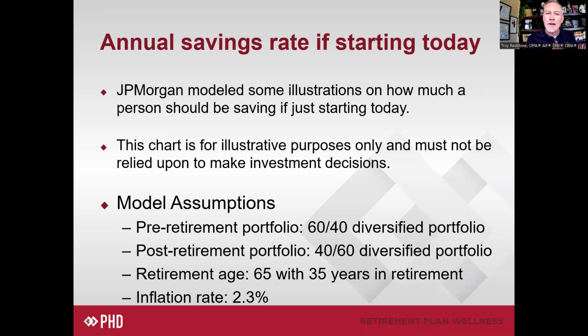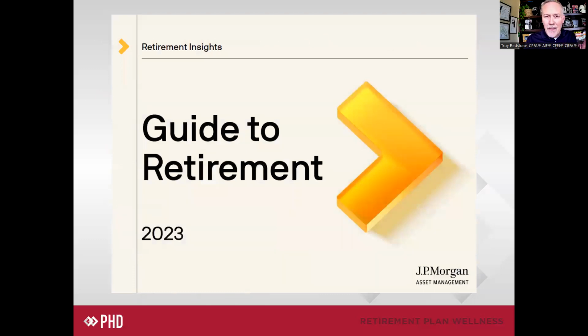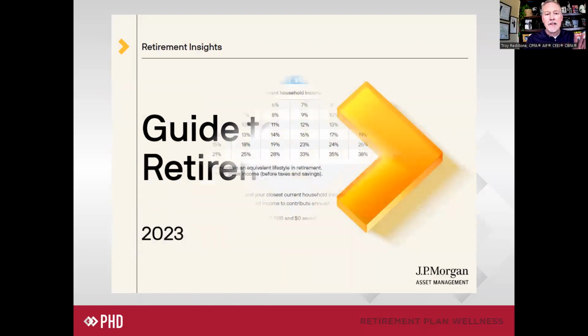It also assumes that you're going to live 35 years in retirement. So if you retire when you're 65, if you have 35 years in retirement, that means you're living to be 100. Now, not everybody will live to be 100, but life expectancy has certainly increased, and more people are living much longer. And they also assume an inflation rate, and we all know how much that can change. So, given all of that information, and the Guide to Retirement.